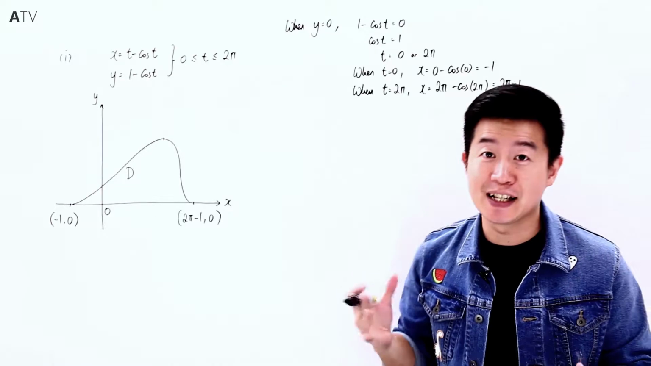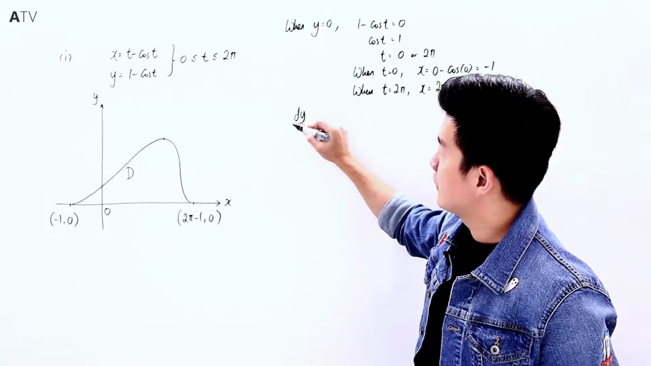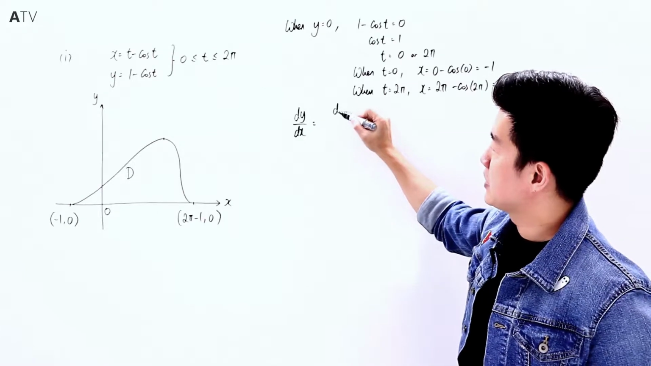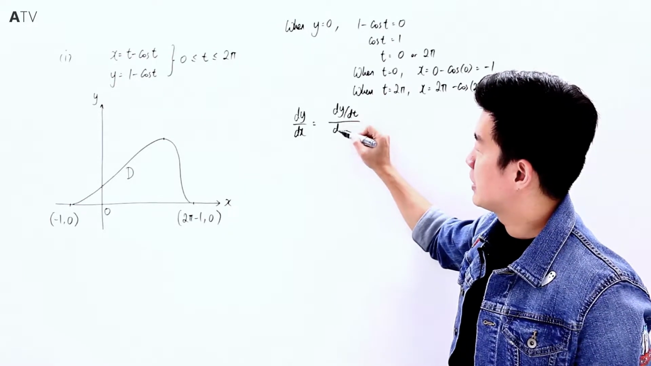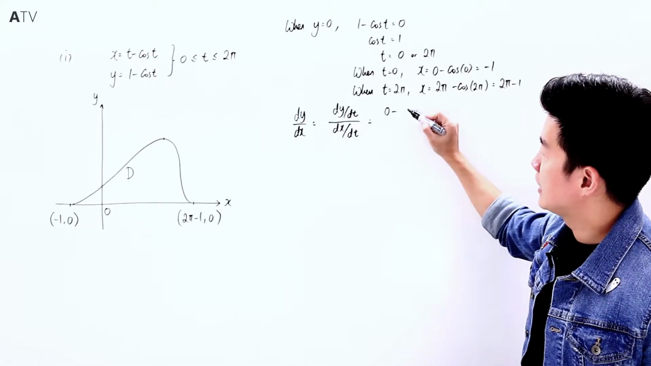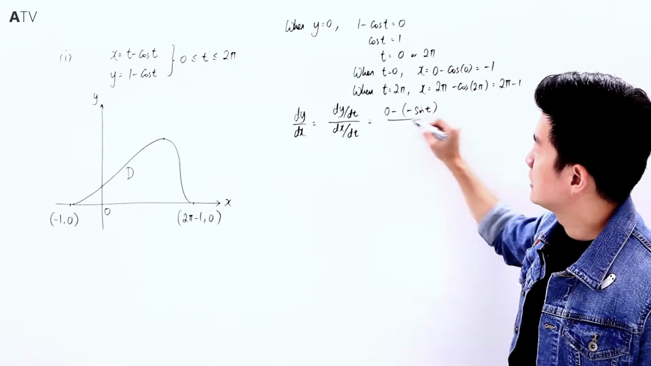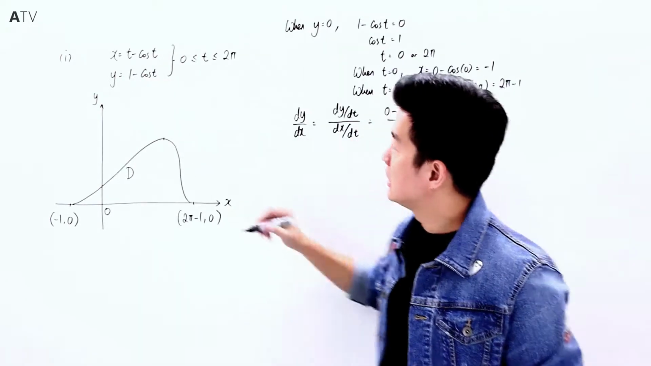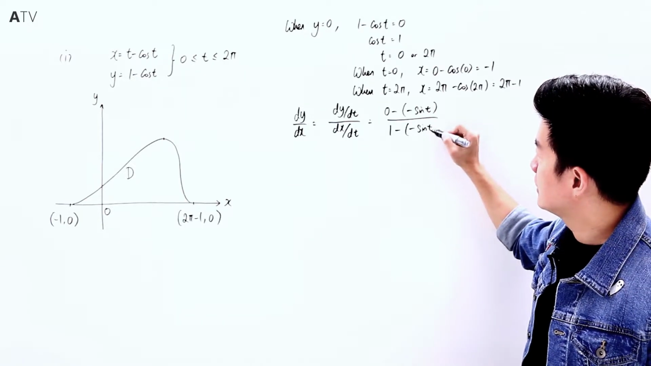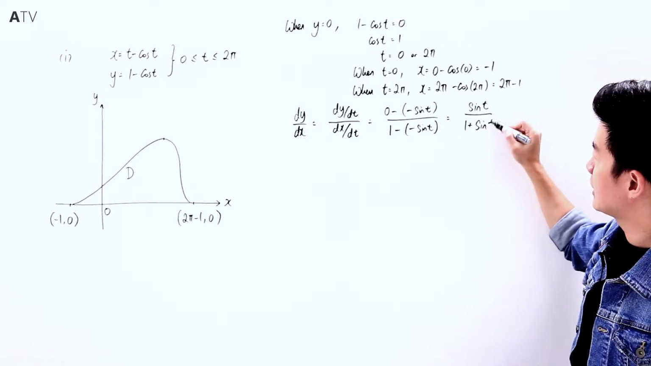At the maximum point, it is a turning point. So dy/dx is equal to 0. In order for me to locate that, I'm going to first find the expression for dy/dx. For a parametric equation, dy/dx will be dy/dt divided by dx/dt. dy/dt will be 0 minus differentiation of cosine t, which is minus sine t, divided by dx/dt. Differentiating t is 1, minus differentiating cosine t is minus sine t. So this is sine t divided by 1 plus sine t.